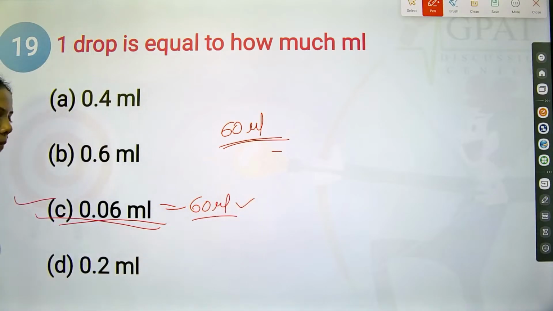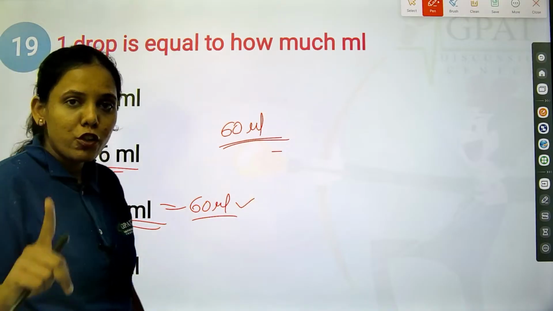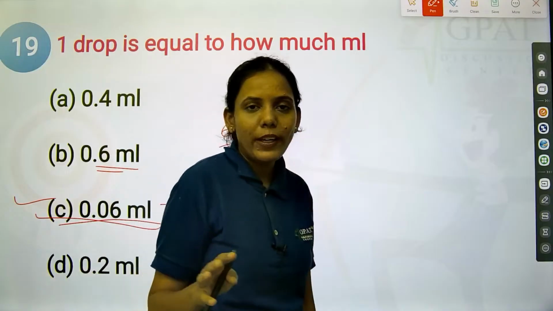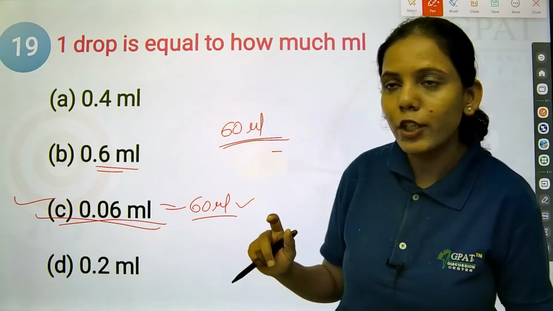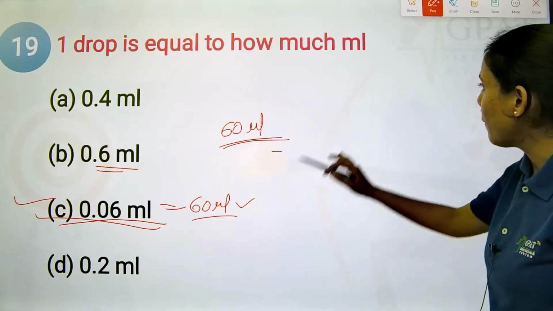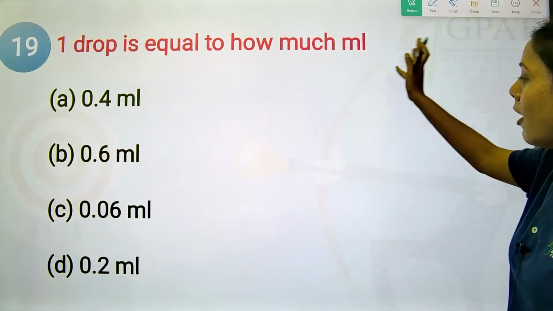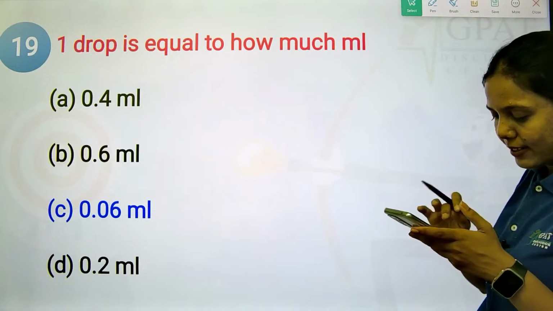So read the question carefully, see the units. Most of the times, not here only, if they ask you any question, always see the numerical value along with the units. So 0.06 ml is the right answer, which is nothing but the 60 microliter.